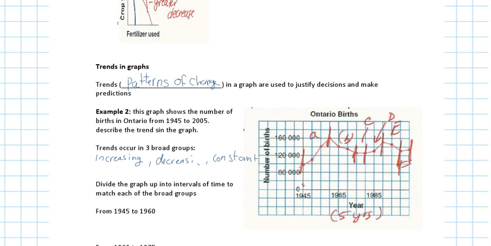Okay, so when we're explaining, these are the three terms that you're going to be using. Now you're going to be saying things like increasing slowly or increasing fast, or decreasing slowly, or you have a constant, right? So these are what you are going to use to explain.